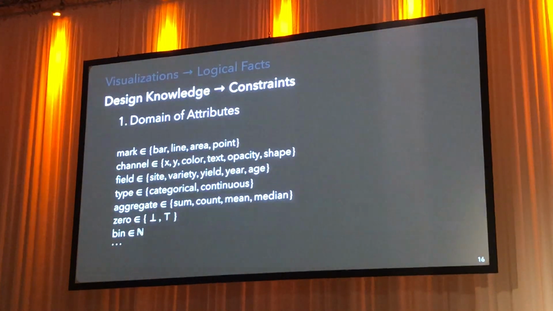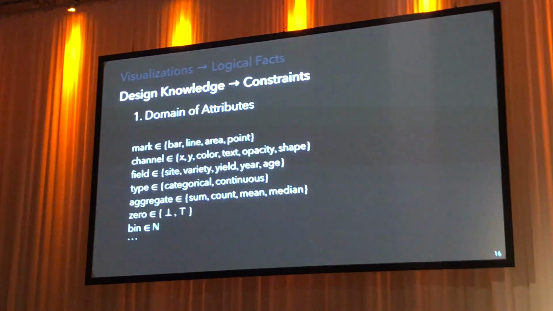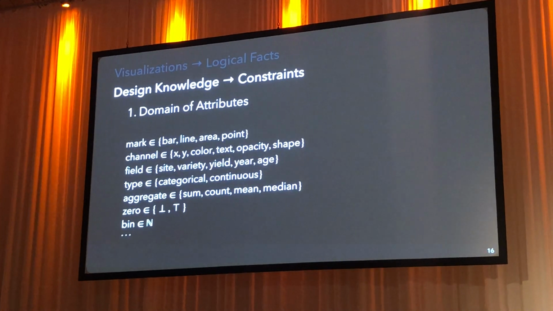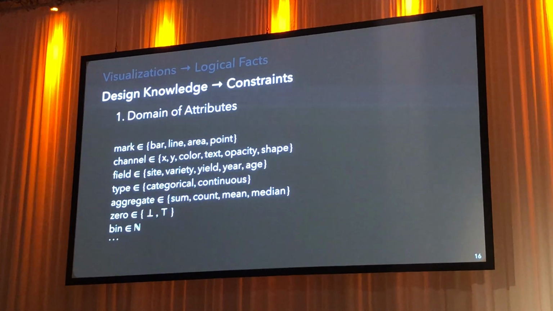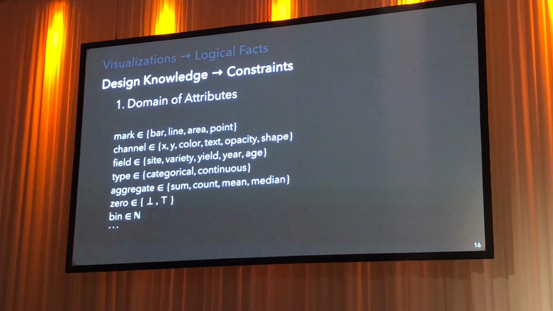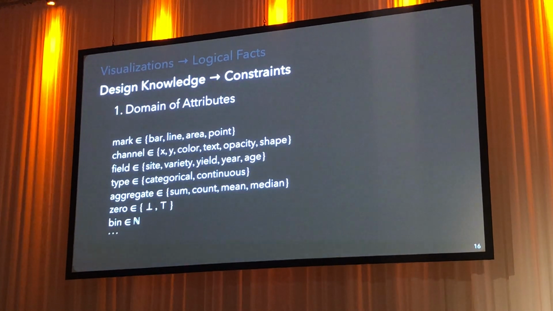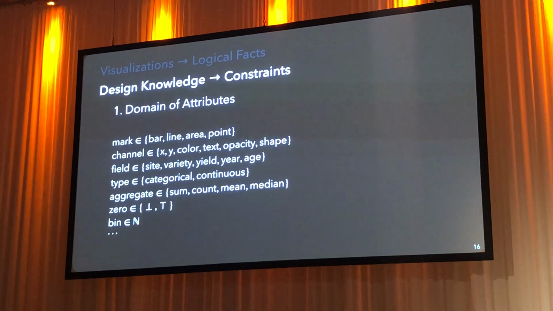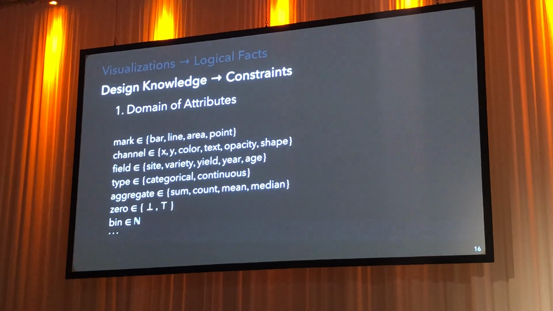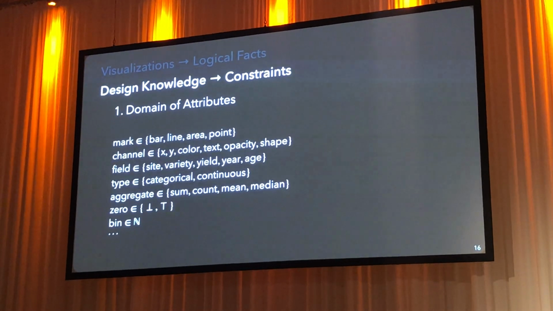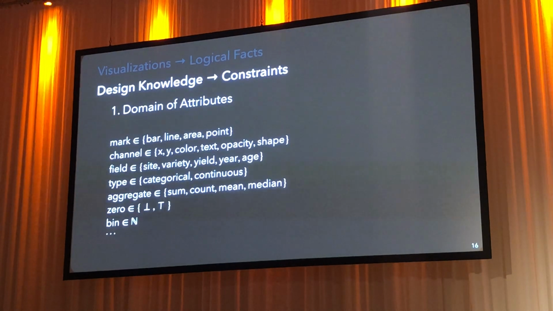We did something similar for the other attributes that we have in our specifications. So as I said, we had mark, but we also have channels, fields, types, and so on. We also have a language to express other input from the user, for instance, about their task, or information about the data set, the data schema, which is also encoded as these sets.